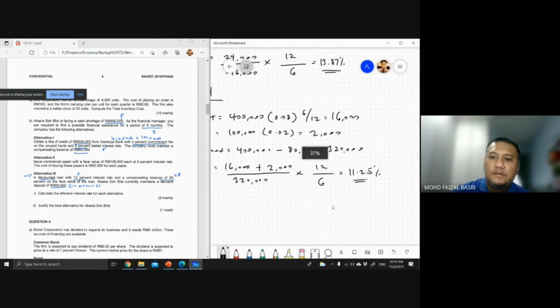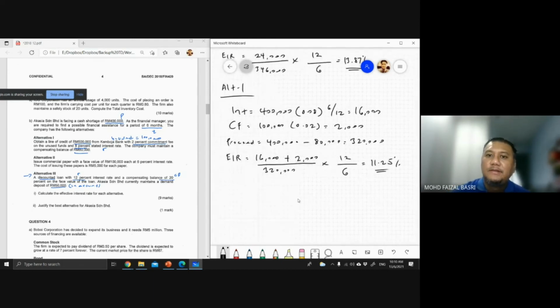Okay, so for alternative 1, based on this, interest 16,000, the commitment fees is 2,000 ringgit, and the proceeds 320,000. So the EIR equivalent to 11.25%. Okay, 11.25%.